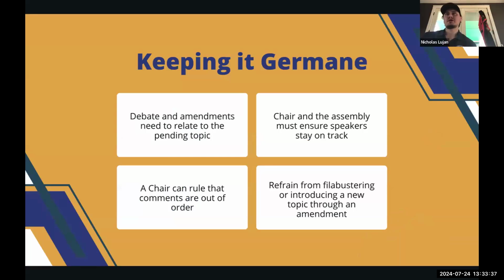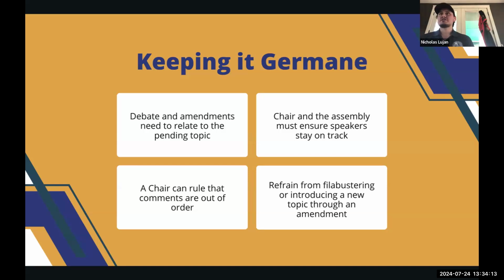Keeping it germane. Debate and amendments need to relate to the pending topic. We need to stay very linear in our discussion and debate topics. So any forking off and talking about other things, we need to call this back into focus. So a chair can rule that comments are out of order, and the chair should be doing that. And in these first few meetings, everyone else can remind the chair of these things, because sometimes conversation can kind of nudge its way out of the topic at hand.